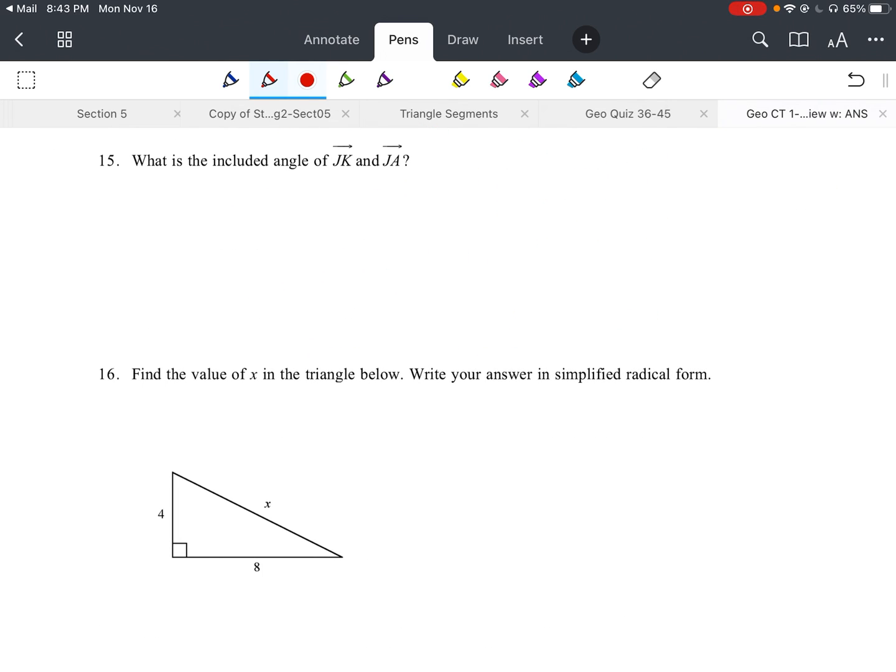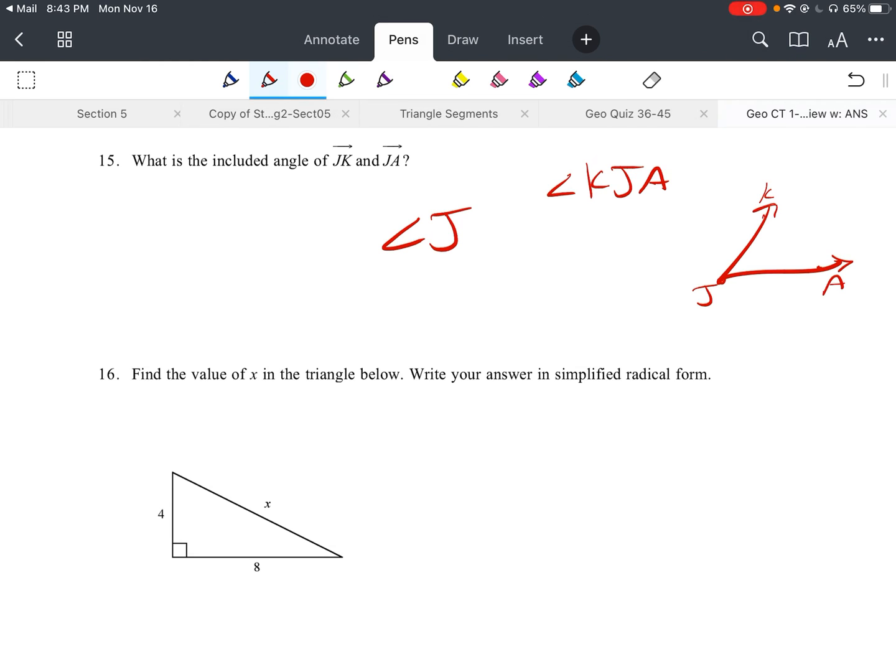What's the included angle of JK and J? JK and J, the 2 rays there. Angle J. Now, if you want to name it with more than angle J, you could say angle KJA, right? Because you got the 2 rays going in there. Okay, but that's all there is to this one.